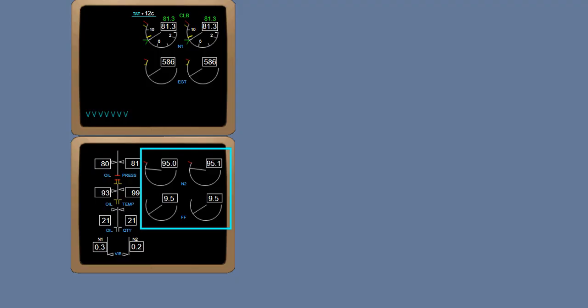The lower EICAS screen displays the remaining engine indications. N2 and fuel flow are round dial gauges, each with a pointer and a boxed readout. The N2 display has a white normal RPM operating range and a red RPM limit line. If the N2 reaches the red line limit, both the pointer and boxed readout display in red. The fuel flow pointer and boxed readout only display in white. Fuel flow displays in kilograms per hour times 1,000.